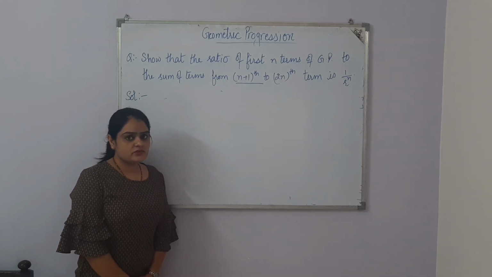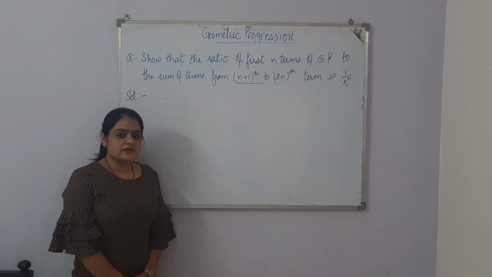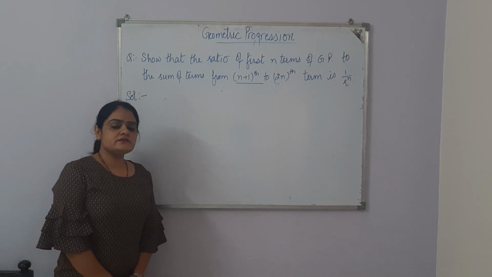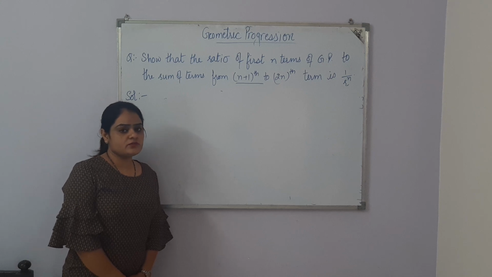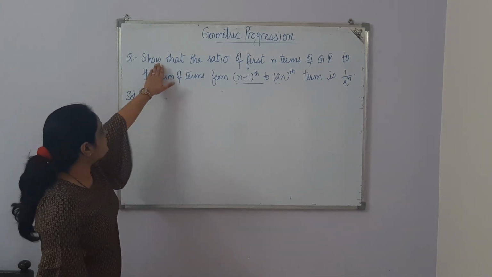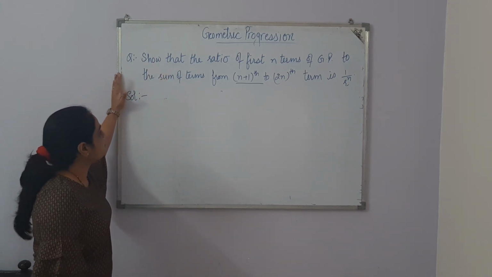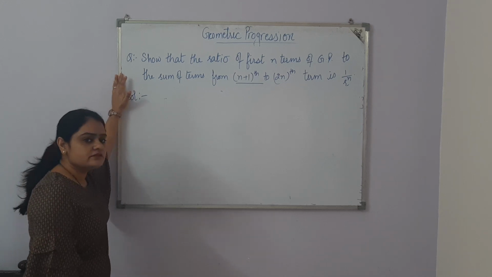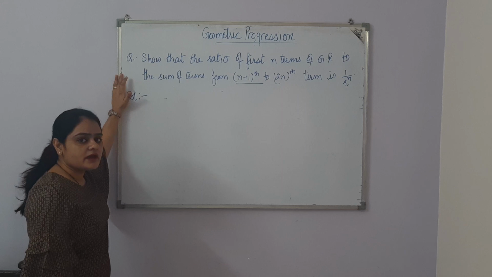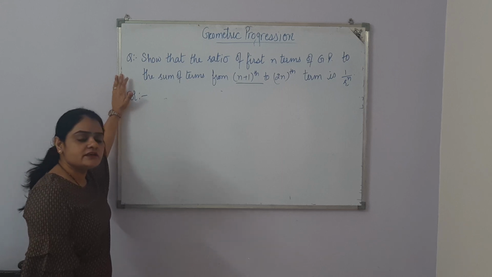We are doing geometric progression, and in the last video we learned how to find the sum of n terms of a GP. Let's do some more questions related to the sum of n terms of a GP. The question is: show that the ratio of the sum of the first n terms of a GP to the sum of terms from the n plus 1th to the 2nth term is 1 by r raised to power n. We need to find the ratio.